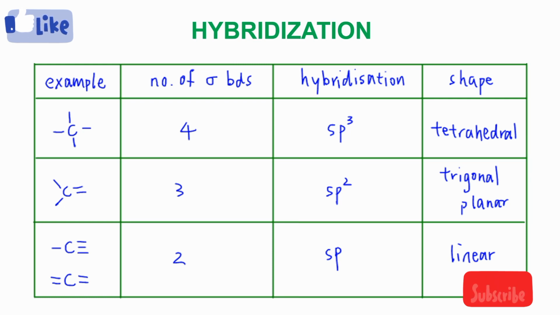The hybridization here is sp and is linear. In linear, we have an angle of 180. In trigonal, we have an angle of 120. In tetrahedral, we have an angle of 109.5 degrees.